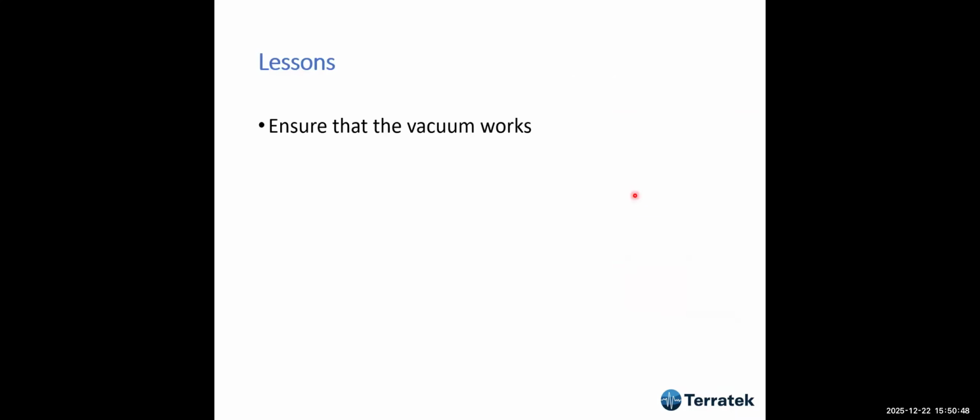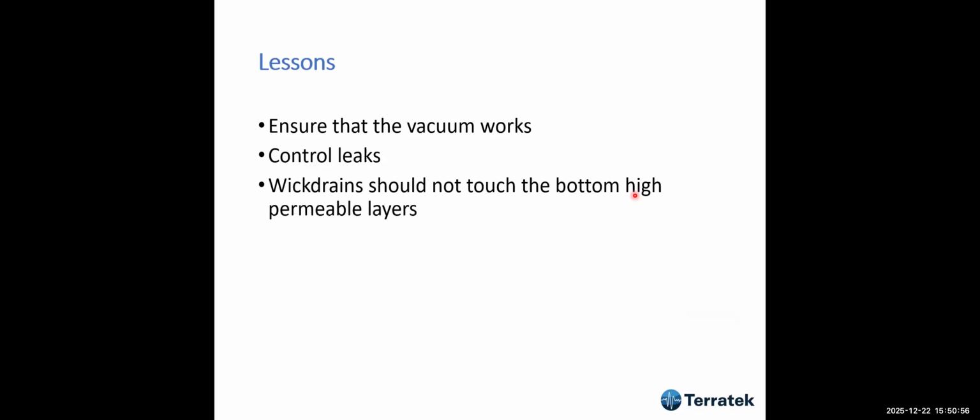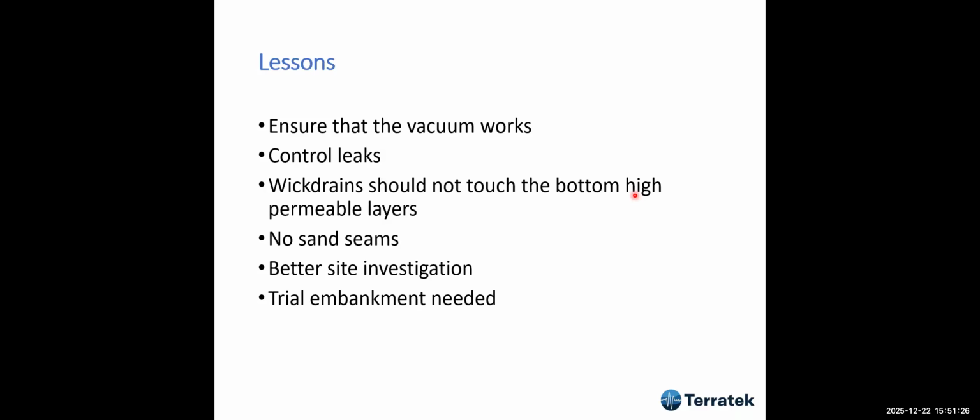So the lessons: ensure that the vacuum works. You have to do field trials in order to do that. Control leaks. Drains should not touch the bottom of highly permeable layers. Otherwise, you pull water from the sand layers and not the clay. No sand seams. If you have lots of sand seams, it's not going to work. And do a much better site investigation than this kind of method would normally require. Trial embankment needed.